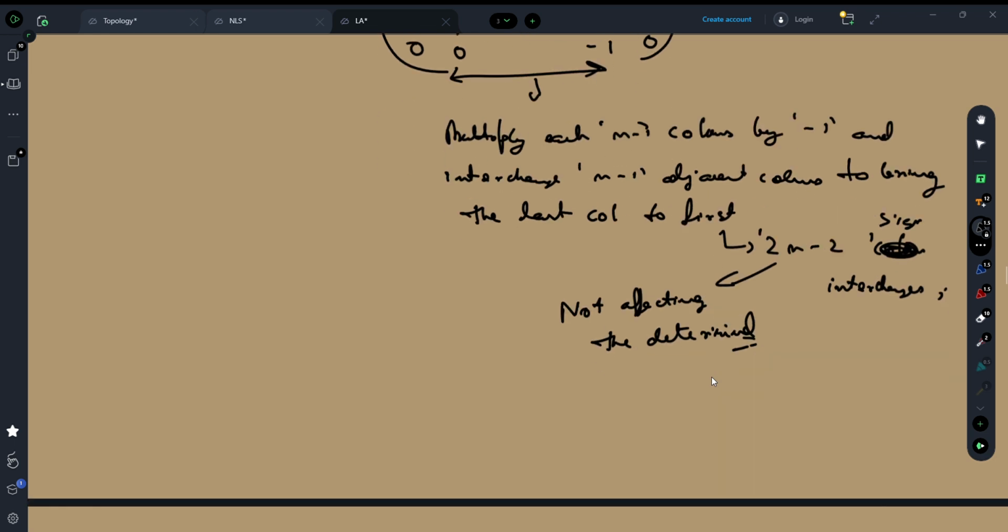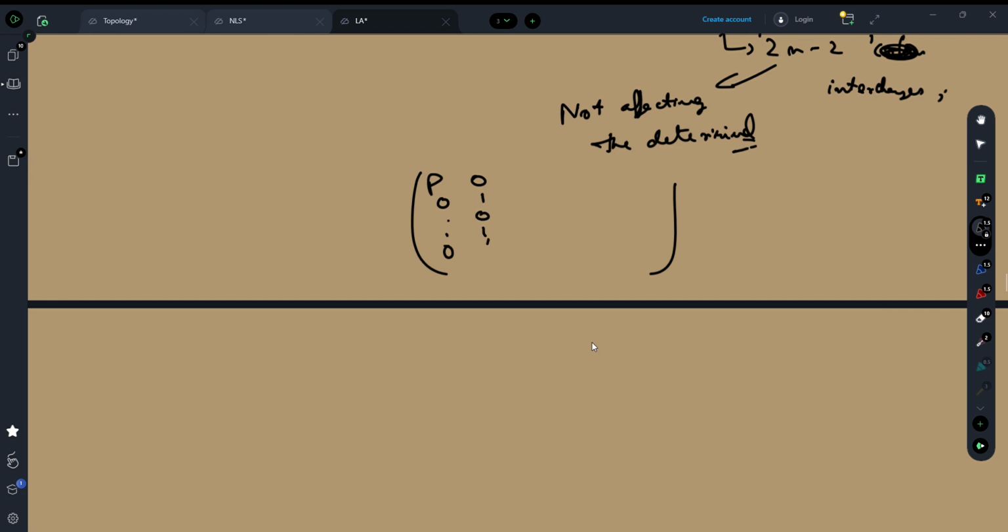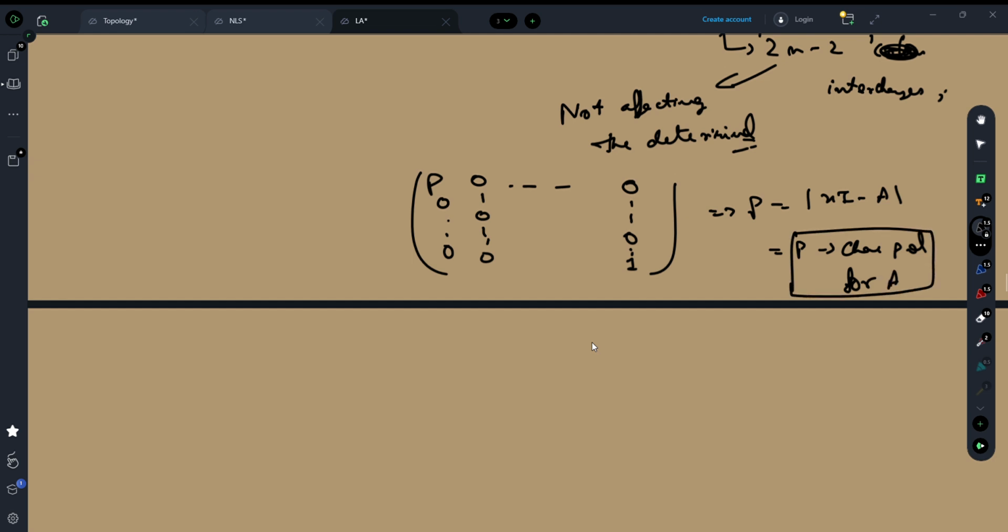Not affecting the determinant. Okay. And what is the new matrix we get? So we get typically this matrix. So it's just P, all the other elements are 0. Then we have 0, 1, 0, right? So on and so forth. The last column is 1, right? Then it's obvious from here that P is simply the determinant of xI minus A, which is the other way of saying that P itself forms the characteristic polynomial.